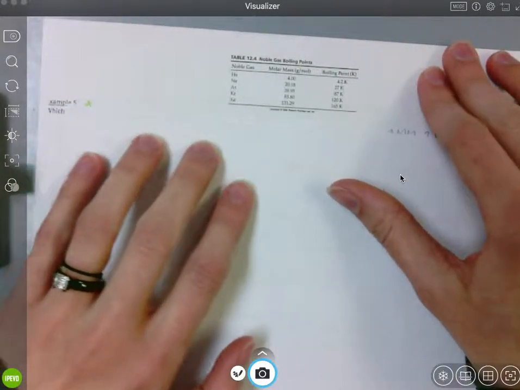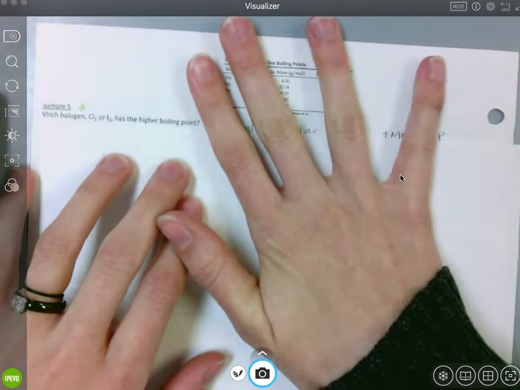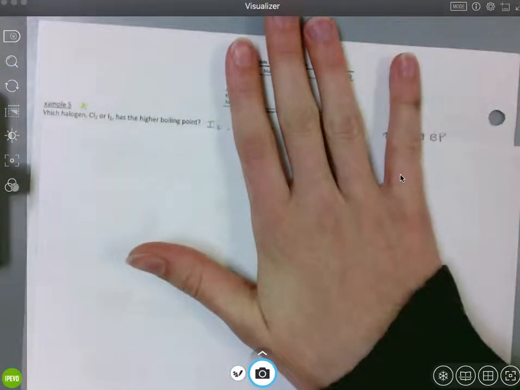Okay, so example number 5. I'm going to cover mine because I have the answer. Which halogen, chlorine or iodine, has the higher boiling point?